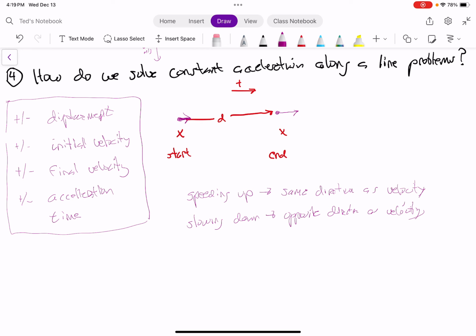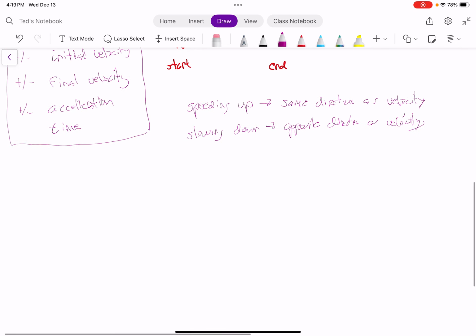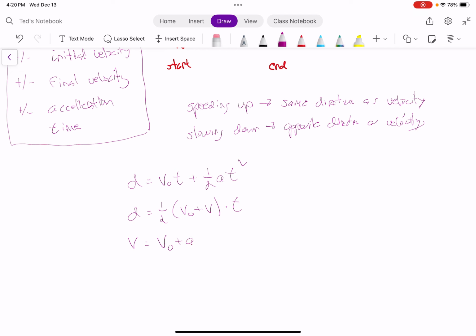And if we have a constant acceleration problem, there are 4 equations we can use. One is that the displacement is equal to the initial velocity times time plus 1/2 acceleration times time squared. Another one says that the displacement is equal to 1/2 of the initial velocity plus the final velocity times time. Another equation says that the final velocity is equal to the initial velocity plus acceleration times time. And the last equation says that the final velocity squared is equal to the initial velocity squared plus 2 times the acceleration times the displacement.